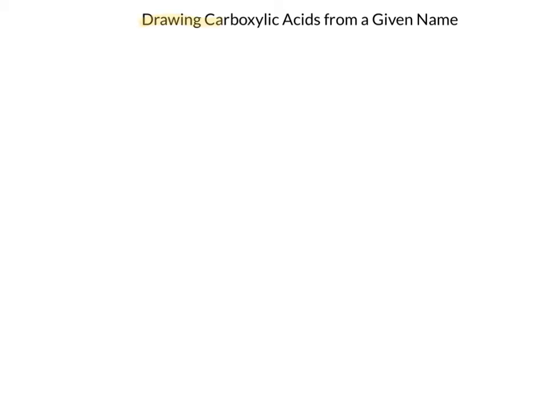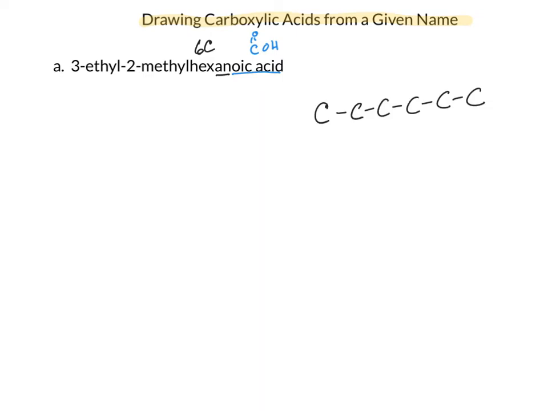Now let's draw a couple of carboxylic acids from a given name. Let's start with 3-ethyl 2-methyl hexanoic acid. So we see the oic acid that tells us that we're going to have a C double bond OH. We see the AN saying everything else is single bonded, and we're going to see the hex. Hex means 6. Let's start by drawing our 6-carbon chain. So we have our hexanoic acid.